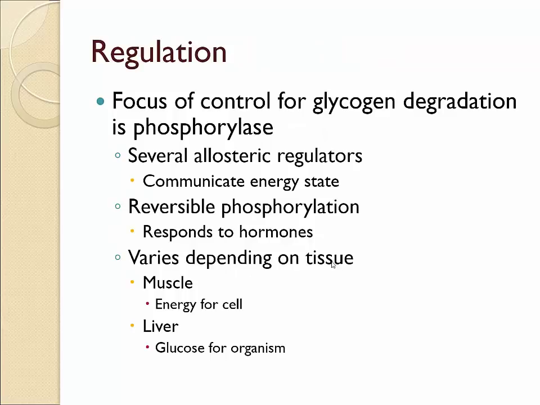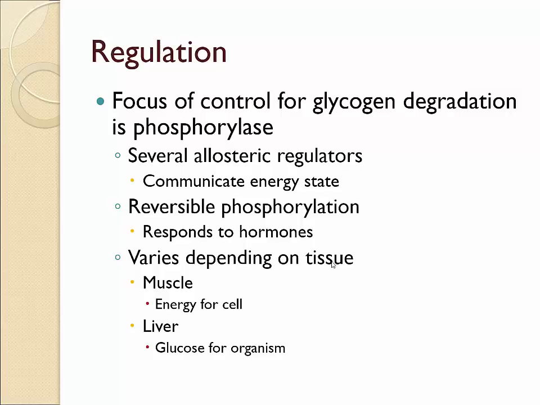So that's all very well and good, and as you can see, there's only really two enzymes we're worrying about, phosphorylase and the phosphoglucomutase. But what we really need to concern ourselves with at this point is regulation. Glycogen is a limited resource, and it takes time and energy to build it back up. So we need to carefully control how we're degrading this material.